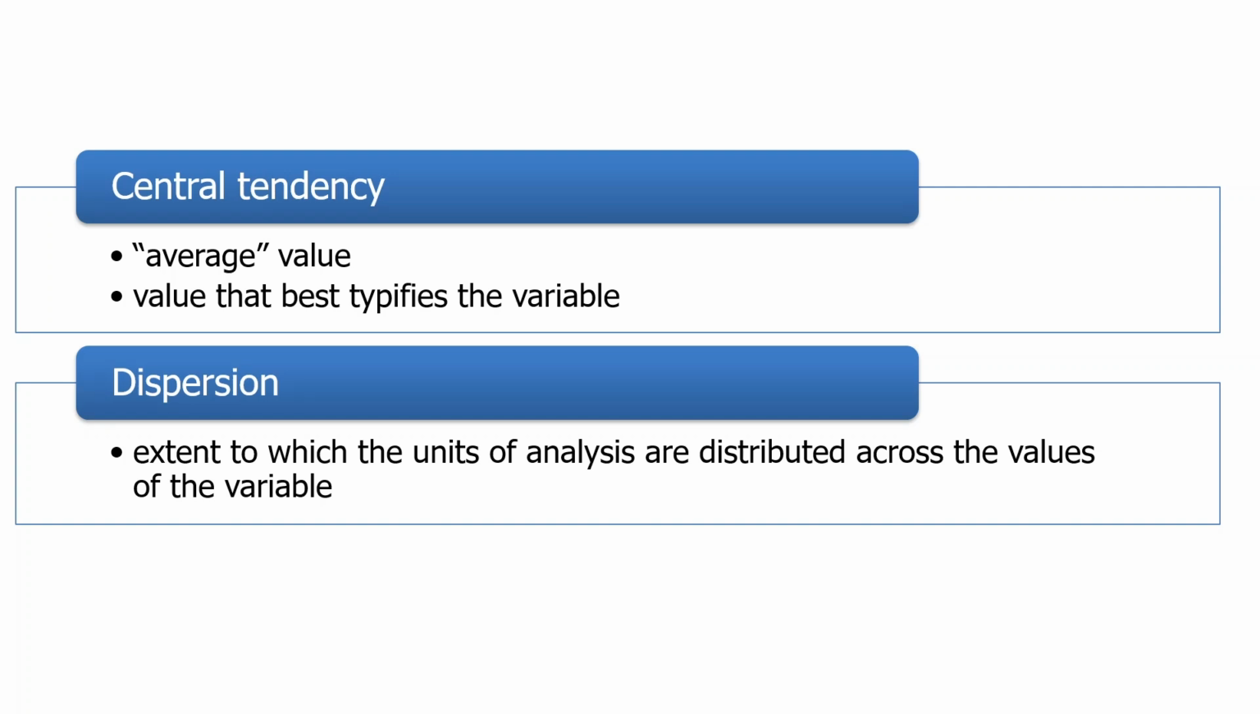Dispersion, variation, or spread. They're all interchangeable terms. Dispersion describes the extent to which the units of analysis are distributed across the values of the variable. Are the cases or the units of analysis spread out, or are they clustered around a certain value of the variable?